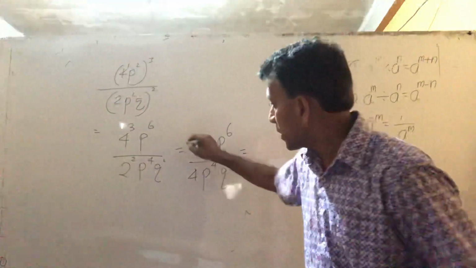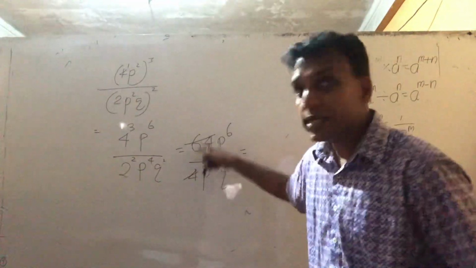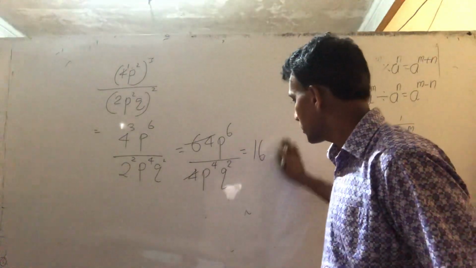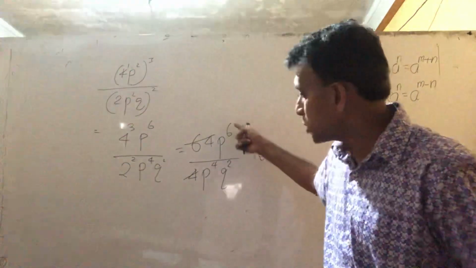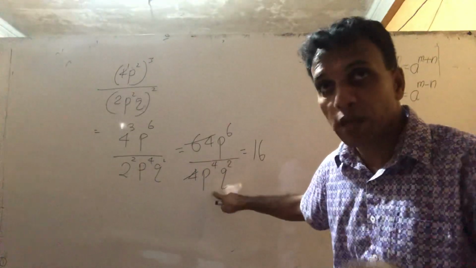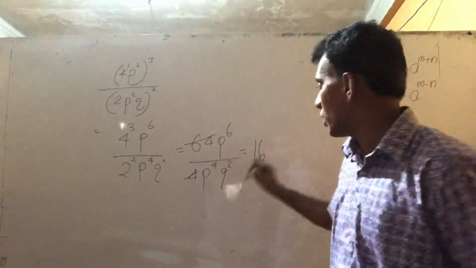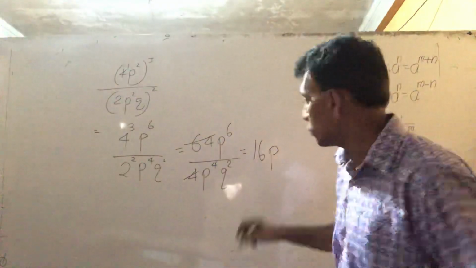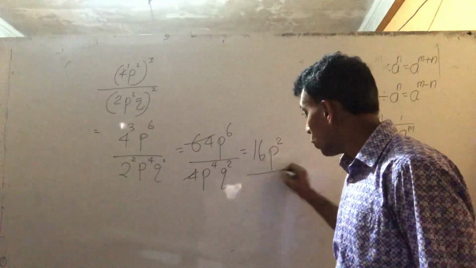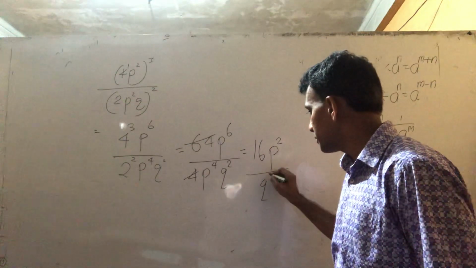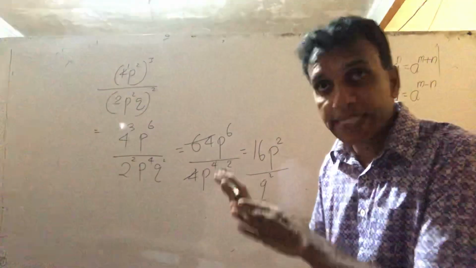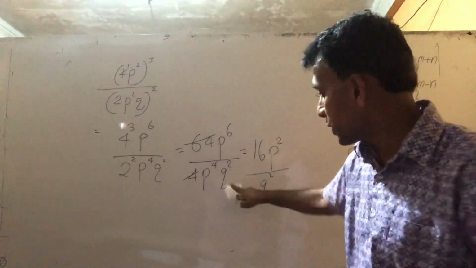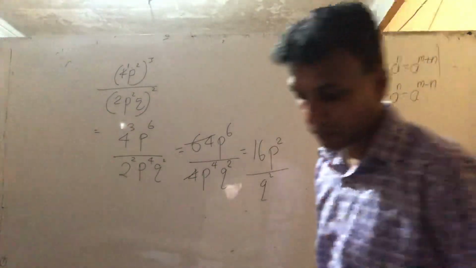Now cut the 64 here by 4. 64 cut by 4, 16 times. p power 6, p power 4. Bases are same. When dividing, subtract the power. p to the power 6 minus 4, 2. But below, q squared. Show it as it is. Don't change the denominator and numerator. p is up, but q is below. That is the answer.